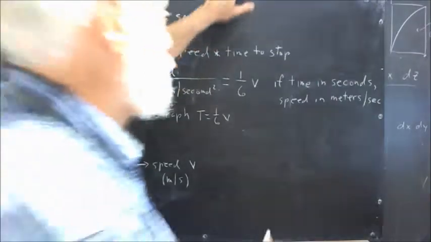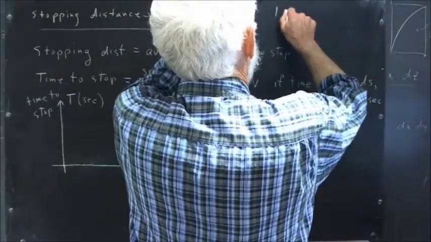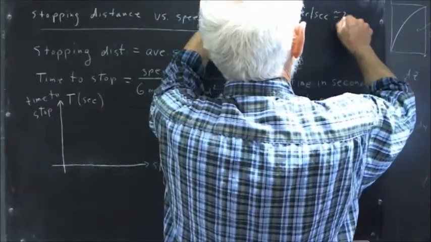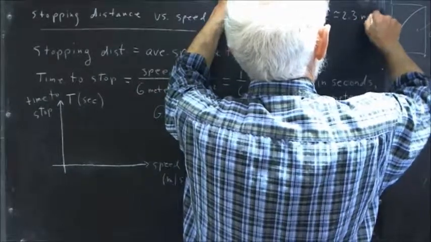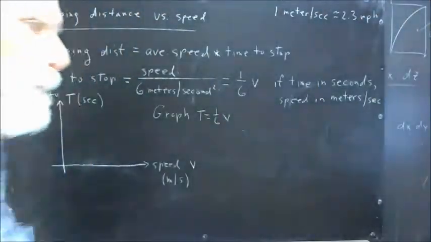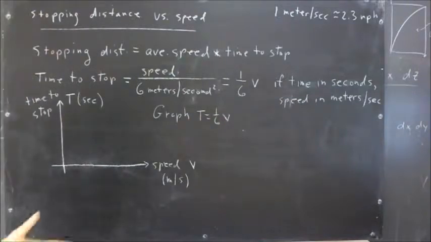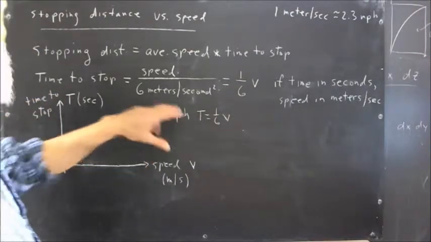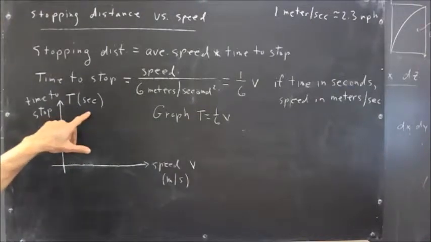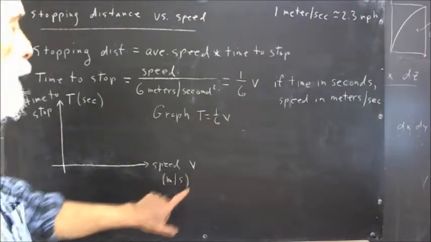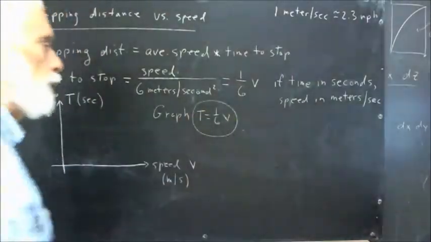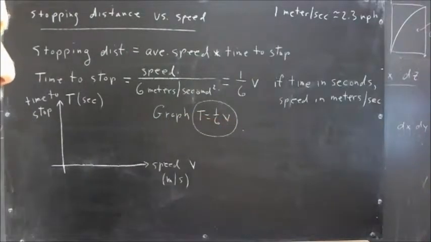I'll also make you a little note that 1 meter per second is approximately 2.3 miles per hour. So if you divide your miles per hour by 2.3, you get something fairly close to your number of meters per second. So if big T stands for the time in seconds to stop and V stands for the speed in meters per second, you have the function T equals 1/6 V.